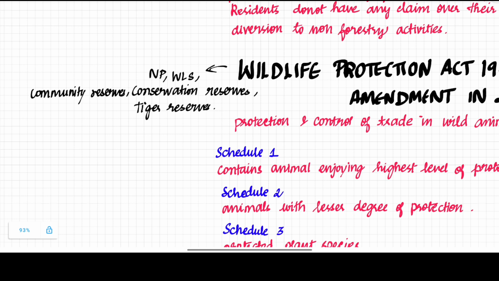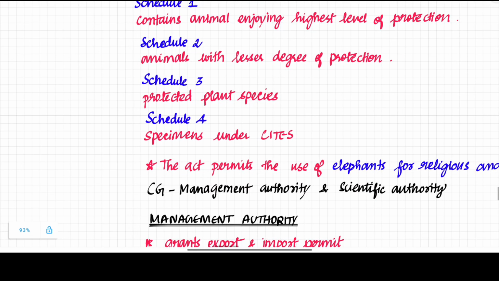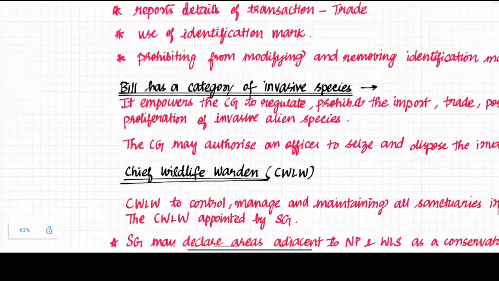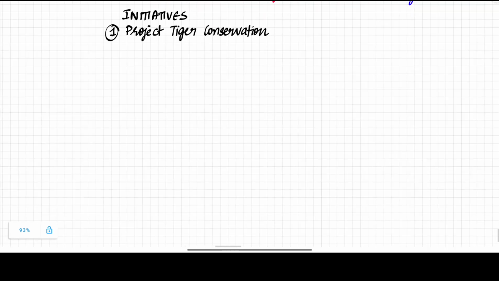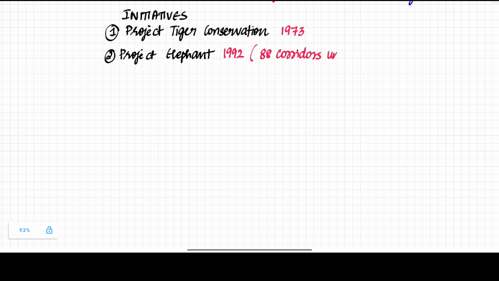And we have certain initiatives as well. Just three initiatives under this act. What are the three initiatives? The first initiative is Project Tiger Conservation. It was launched in 1973. Then the next one is Project Elephant. It was launched in 1992. Now we have 88 corridors. These corridors are under this act.